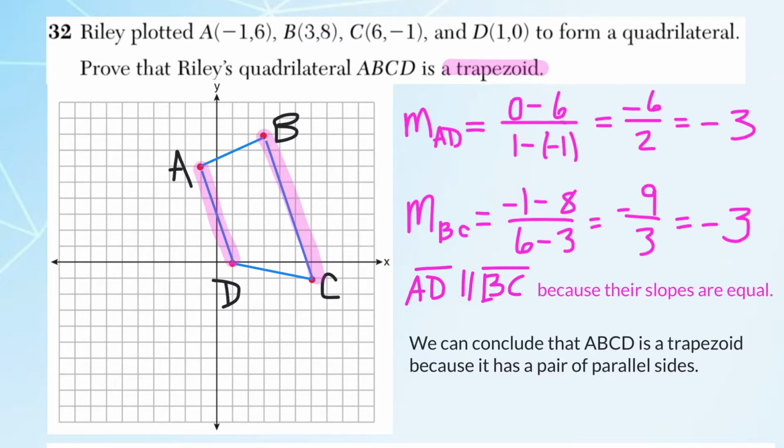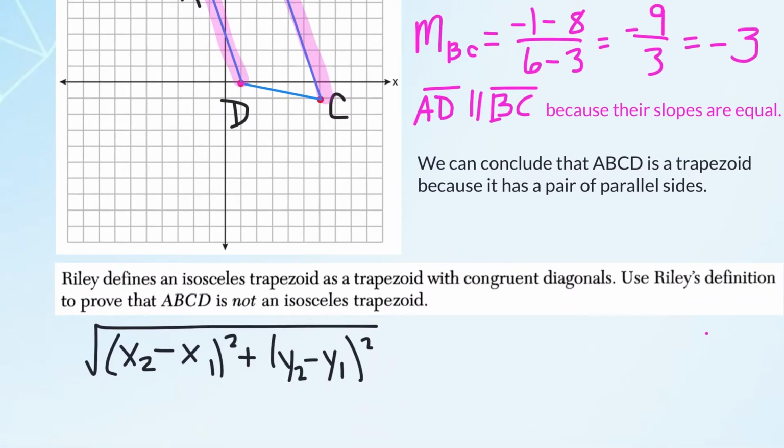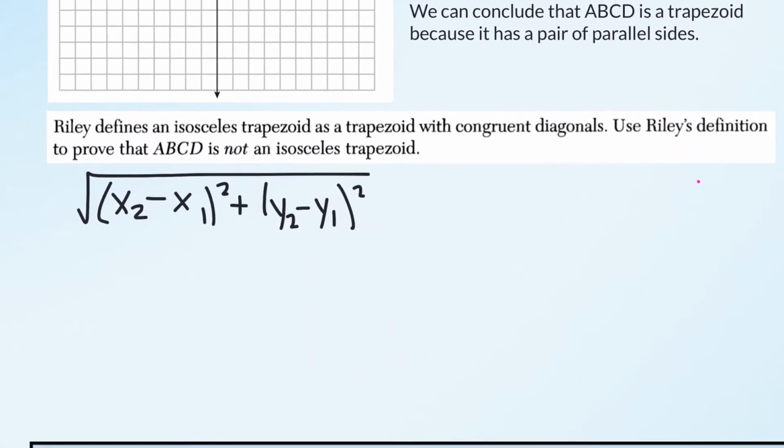Great. Now let's move on to the second part of the question. What we need to do is prove that ABCD is not an isosceles trapezoid. It says that Rayleigh defines an isosceles trapezoid as a trapezoid with congruent diagonals. So that's a nice little hint here that in order to prove that this is not an isosceles trapezoid, we're going to prove the opposite. We're going to prove that the diagonals are not congruent. In other words, they're not the same length.